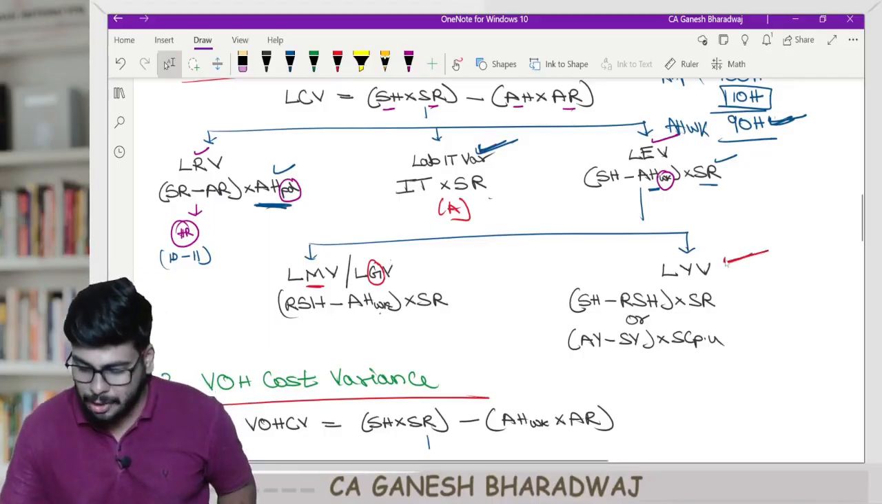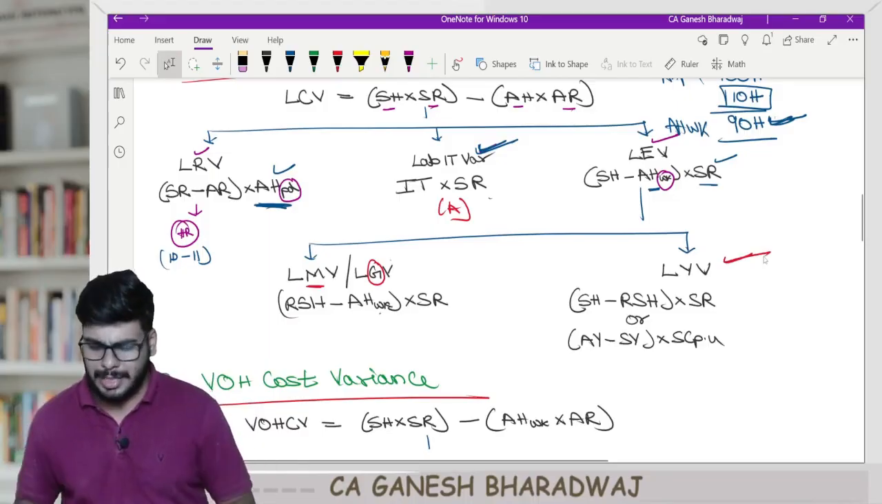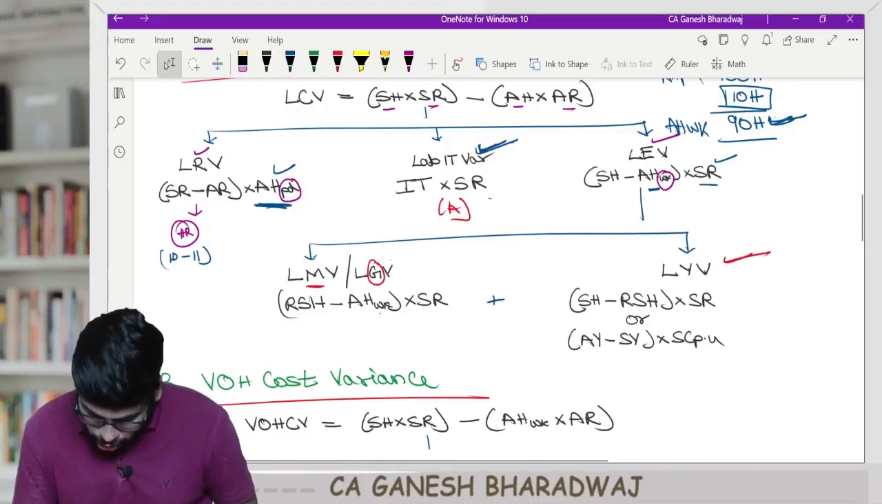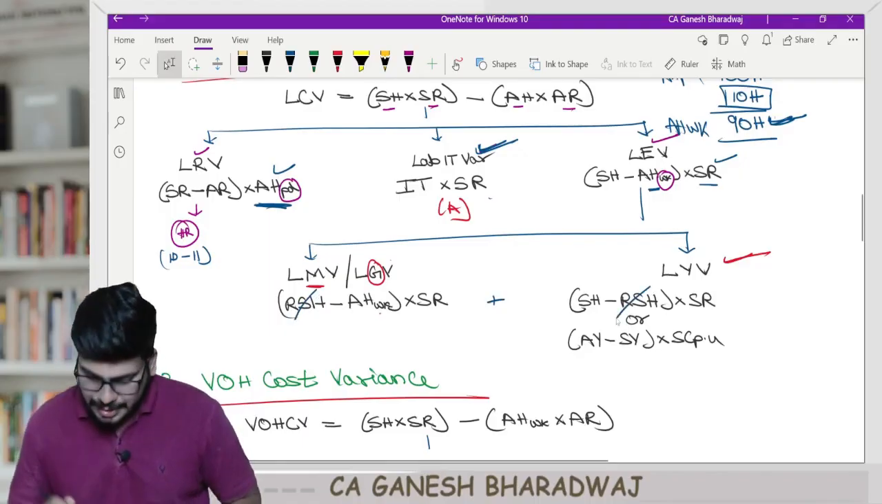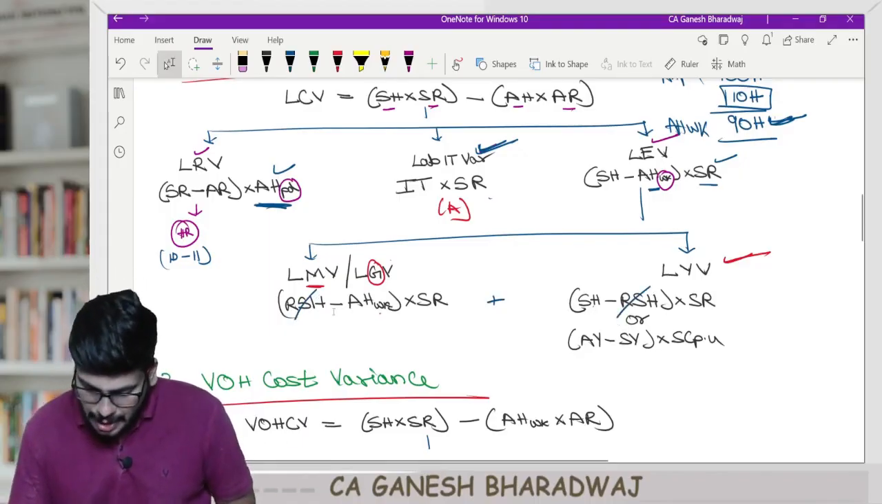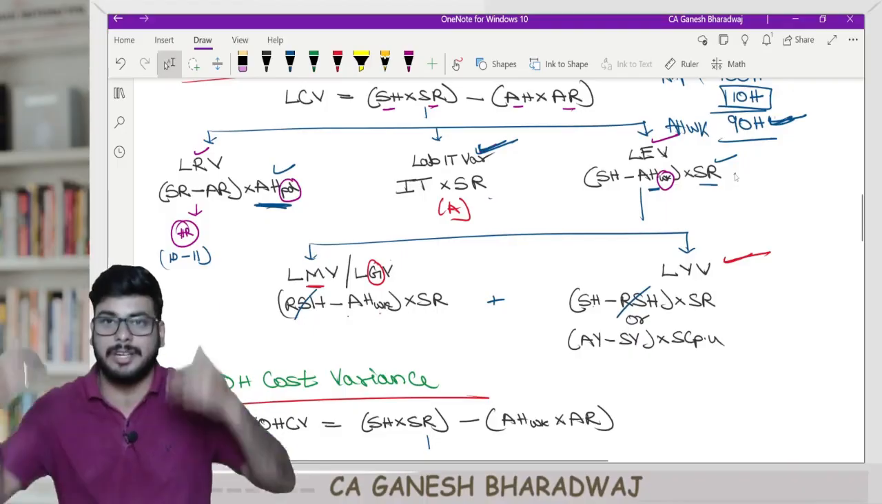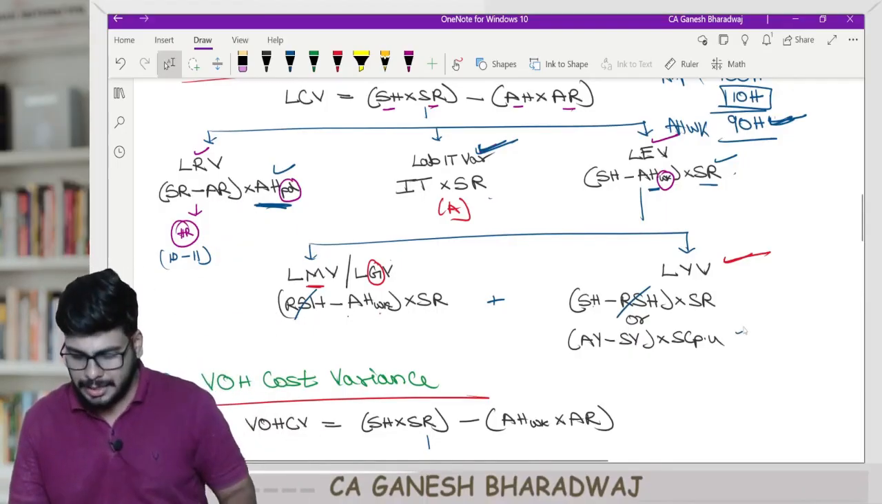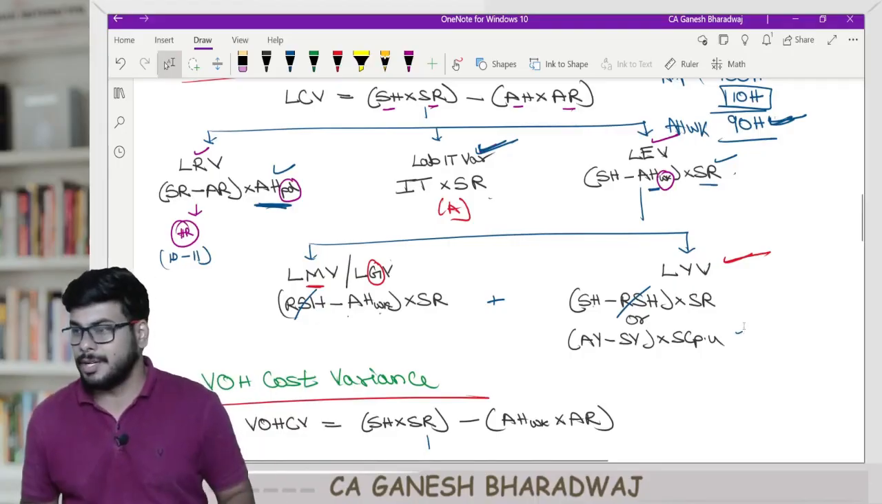And on the other side, you have the labor yield variance, which is nothing but the balancing figure. If you add these two, the revised standard hours terms get knocked off. You have standard hours minus actual hours worked into standard rate, which gives you the topmost figure. But there's also another formula, which is actual yield minus standard yield into standard cost per unit. Are you clear with this, guys?